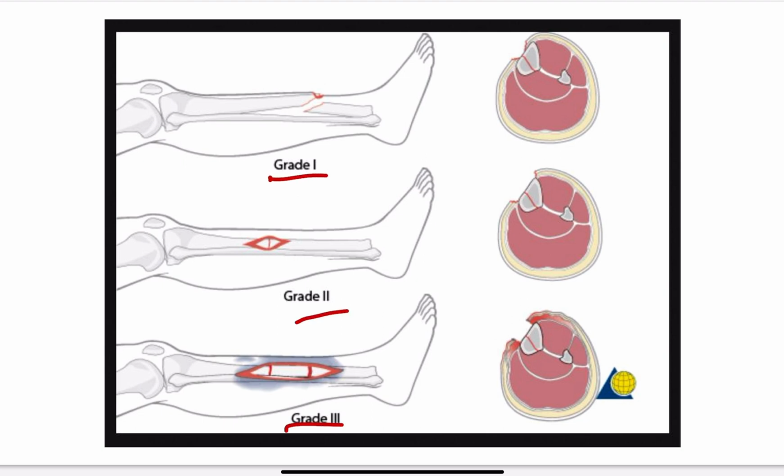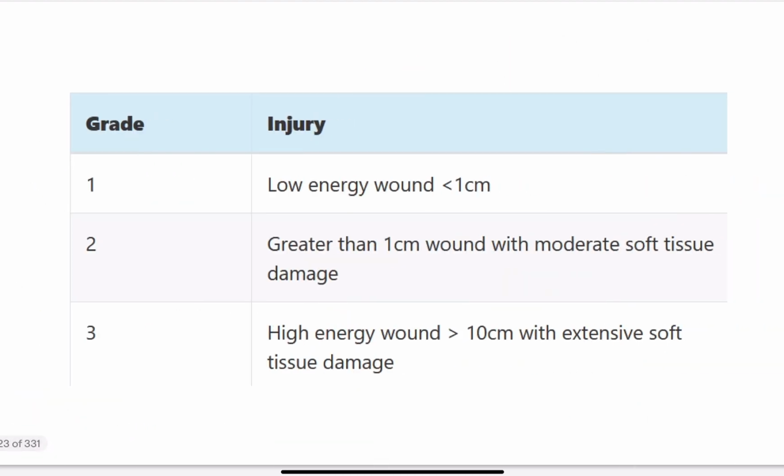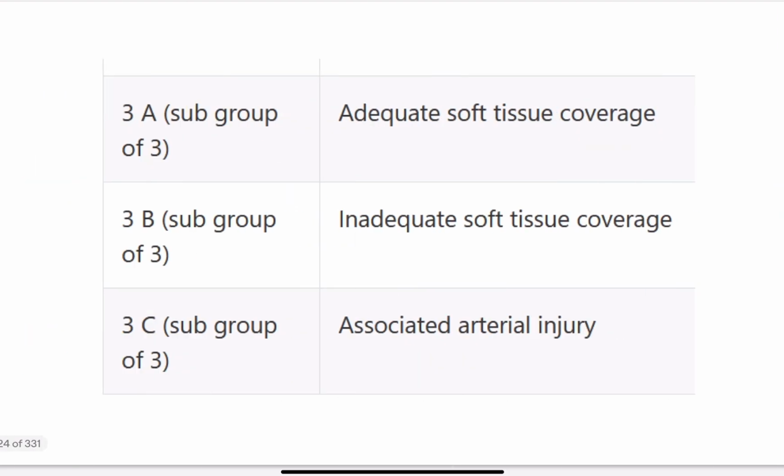In grade 1 it is a less than 1 centimeter wound, in grade 2 more than 1 centimeter wound, and in case of grade 3 there is a more than 10 centimeter wound. Again, see grade 1 to 3: grade 1 is low energy, less than 1 centimeter. Grade 2 is more than 1 centimeter, and in case of grade 3 it is more than 10 centimeter. And grade 3 is also divided into 3A, 3B and 3C.